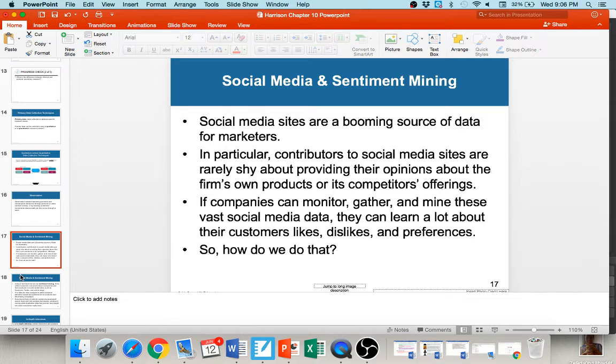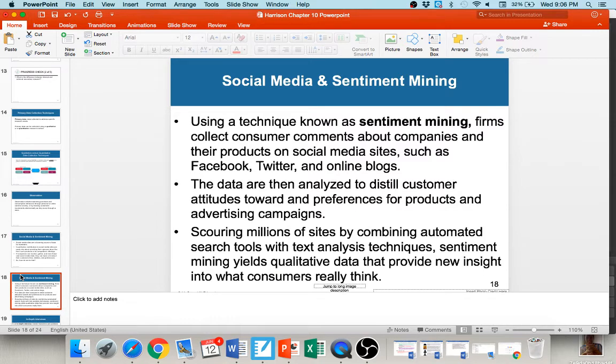And there's a process we use to do that called sentiment mining. This is just where essentially we collect consumers' comments about the company or about products or services on social media sites, and we take this data and we analyze it to kind of distill the customer's overall attitude towards certain preferences for products and advertising campaigns in general.